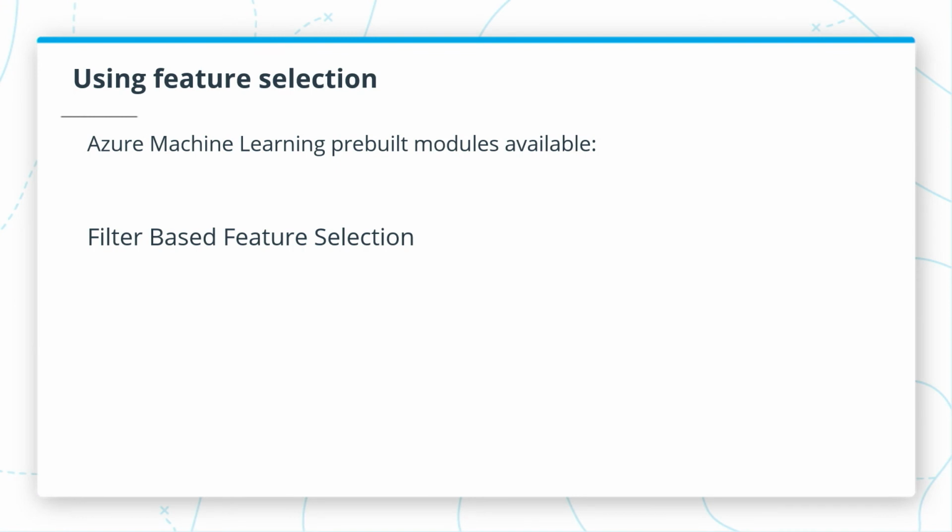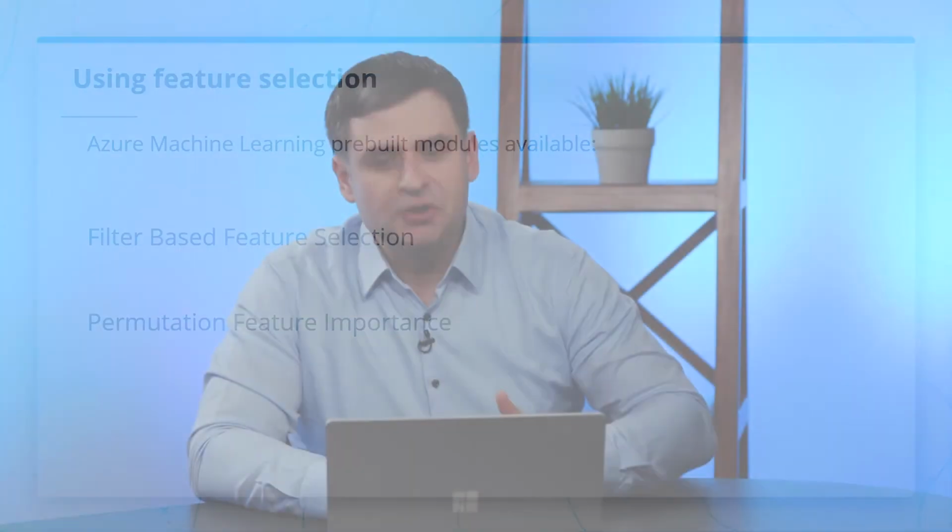So with Azure Machine Learning, we have a couple of modules that are available for these types of actions. One is the filter-based feature selection module that helps you identify the columns in your input data set that have the greatest predictive power. And then we have the permutation feature importance module, which helps you determine the best features to use in a model by actually computing a set of feature importance scores for your data set.